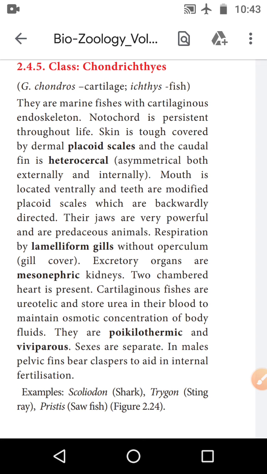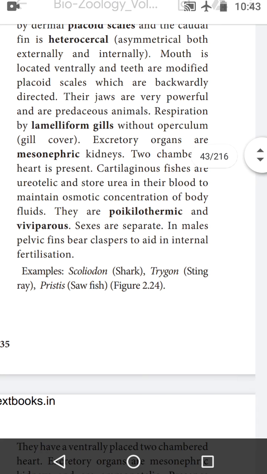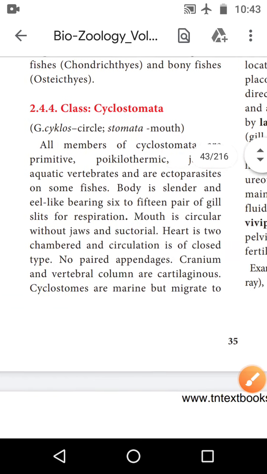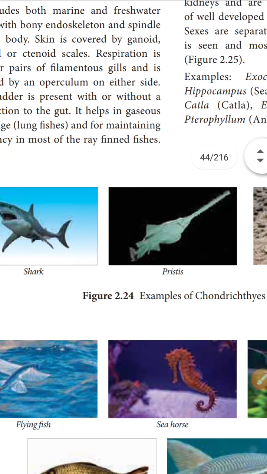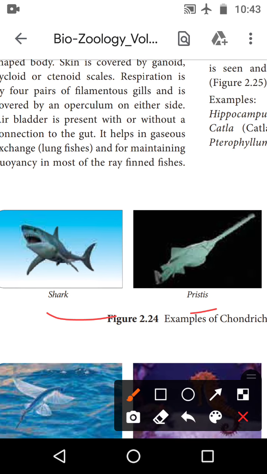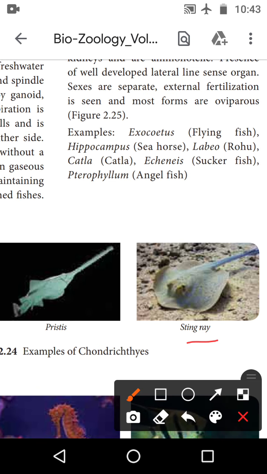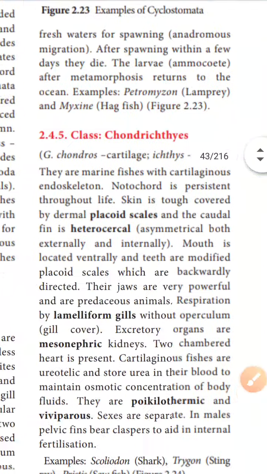Okay, what are the examples of these cartilaginous fish? Examples of cartilaginous fish are the shark, the stingray, and the sawfish. So you see some examples of this group. This is the shark. Okay, and this is the stingray. The stingray is a very beautiful fish. Yes, okay, these are examples of cartilaginous fish.